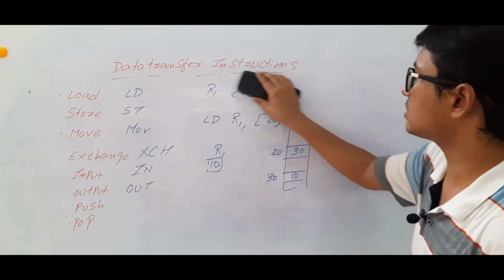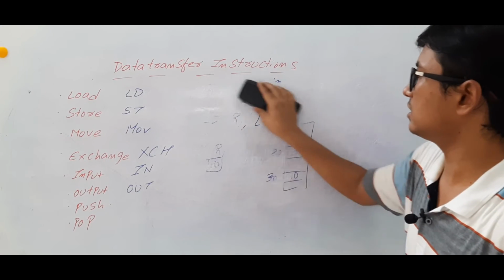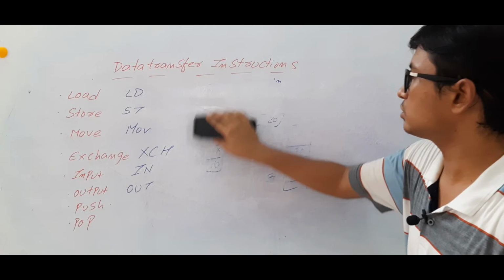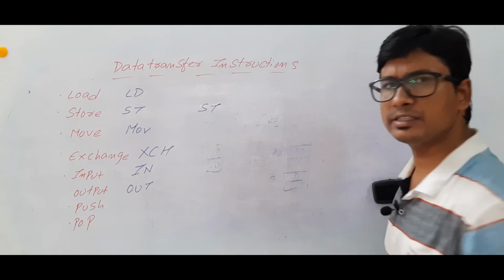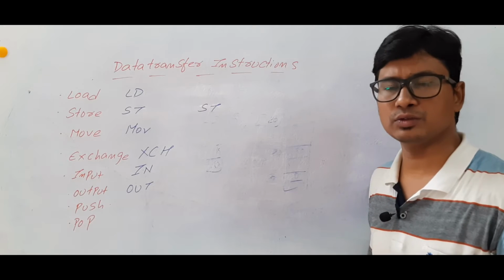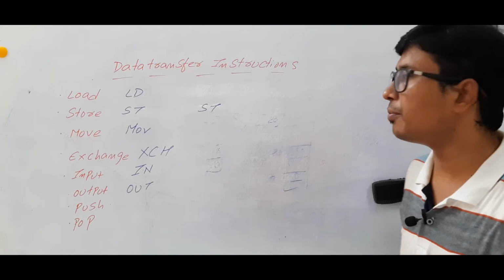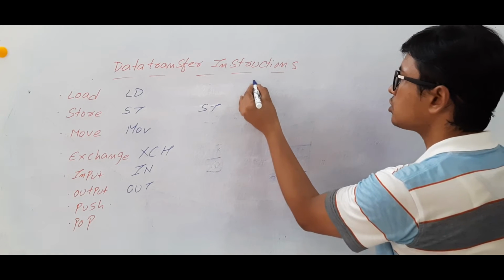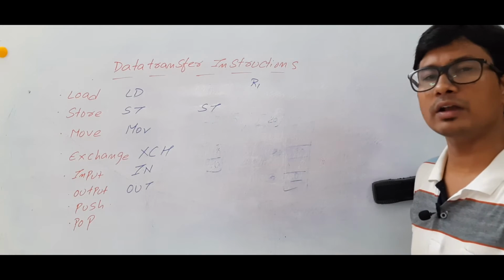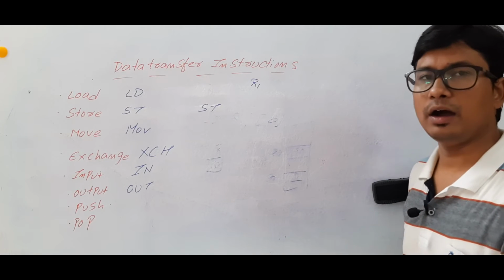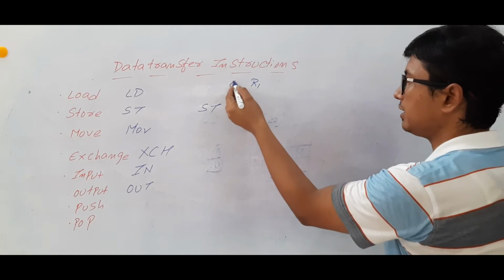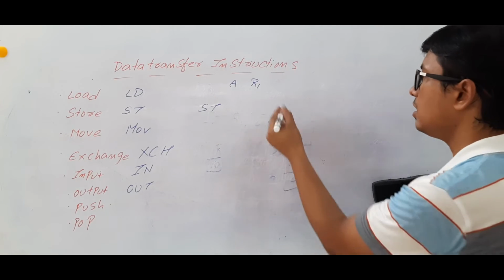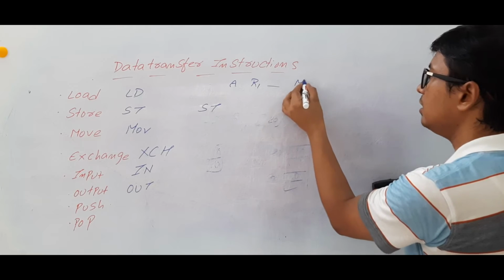Now we will discuss the next instruction, the store instruction. The opcode will be ST, and similarly you have a source operand and a destination operand. Here the source operand is some register or operand. Is it clear? It can be an accumulator A or some register, and the destination will be the main memory.